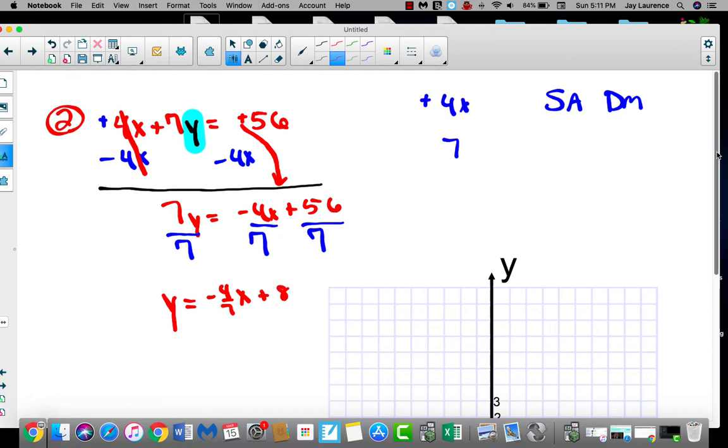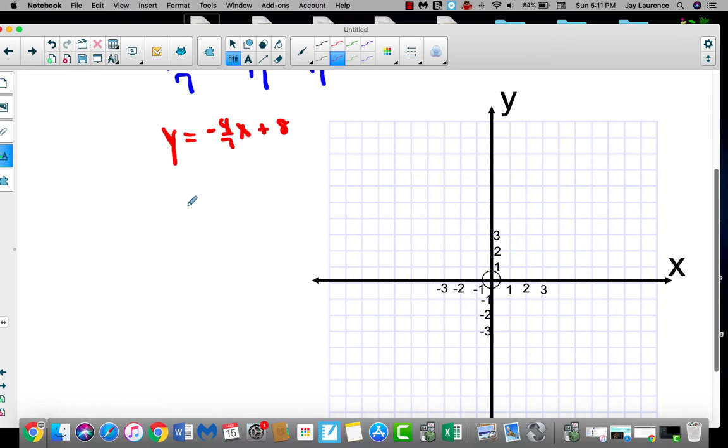So now I'm ready to graph, okay? I've got my y-intercept of 8. How do I know this? Because I'm in slope-intercept form. How do I know I'm in slope-intercept form? Because y is alone. Now my slope is negative 4/7. All right, so I'll go to positive 8, which is right there. And then I'll go down 1, 2, 3, 4. And then to the right, 4, 5, 6, 7, right there.